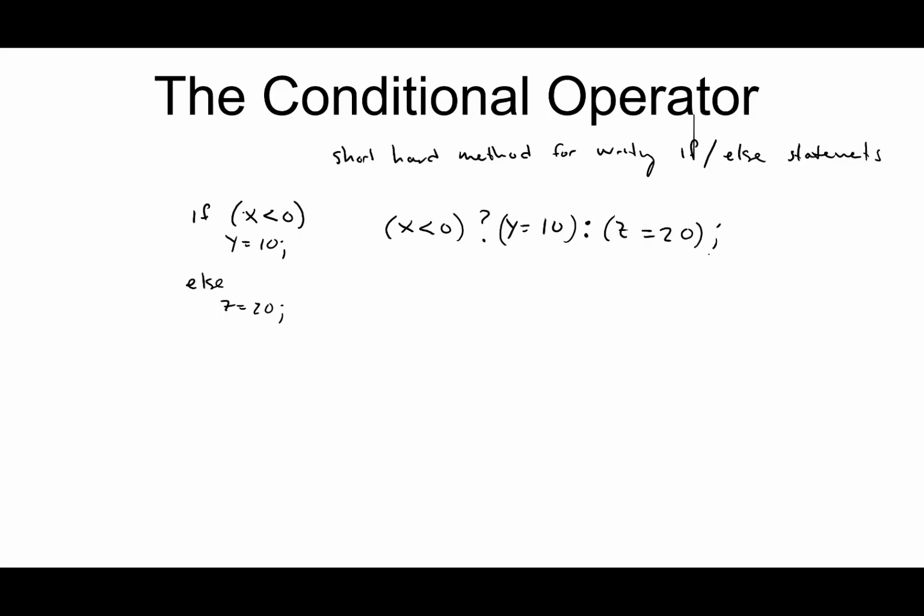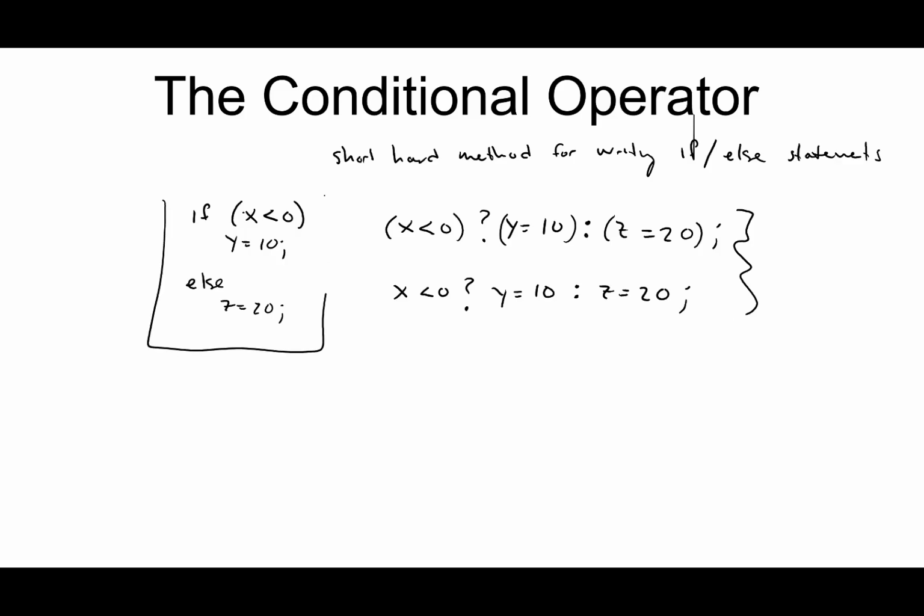So basically this, we can write this with or without the parentheses. So we could also write this as x less than 0, y equals 10, z equals 20. So this can be written either way. And this is a ternary operator, and the reason why is because it has 3 operands. So this is basically just a shorthand way to write an if-else statement that's pretty simple.